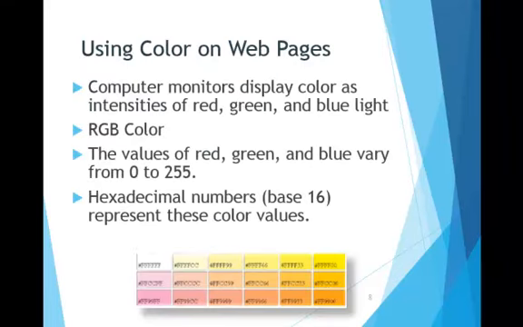Now when we use color on web pages, the problem here is that computer monitors display colors of intensities of red, green, and blue light, and so we call it RGB. And these values of red, green, and blue vary from 0 to 255. So we use what's called a hexadecimal number value system, which is based on 16 to represent these color values. And an example of those can be seen below.